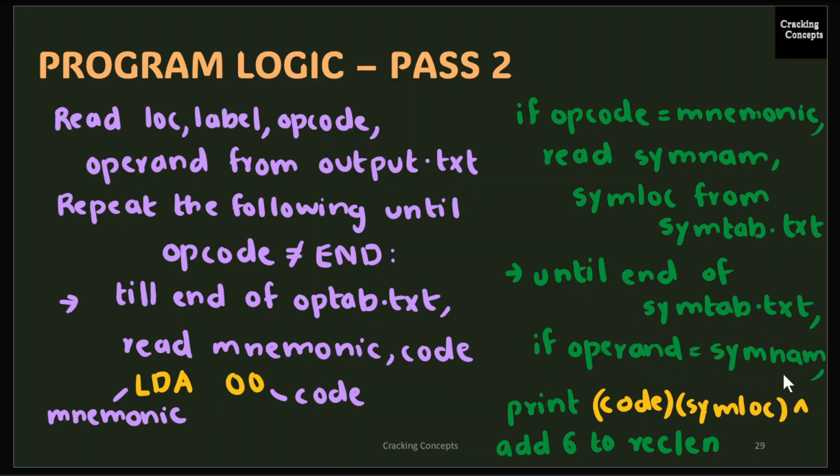And if the operand and the symbol name are the same, then I'll print it out. That is, for example, if the opcode is LDA followed by a label, this code will stand for the hex equivalent of this mnemonic, and this sim location is the location counter value of that particular label following it. So there also I'll have 6 digits, that is why I'm adding 6 to the record length.